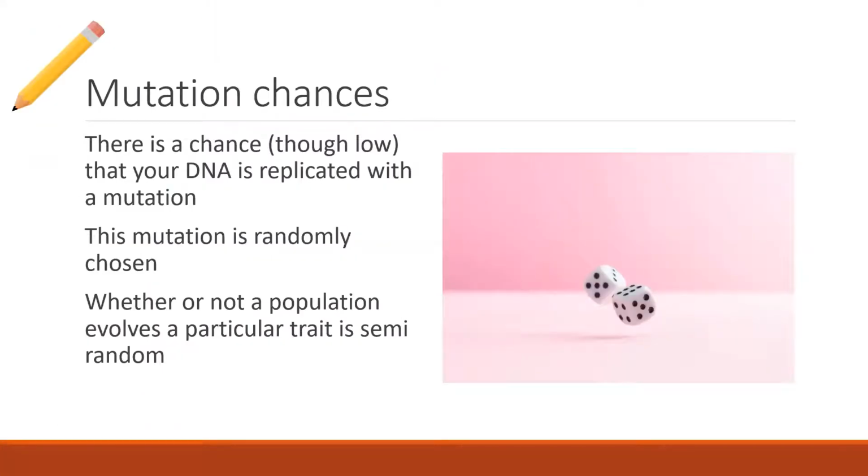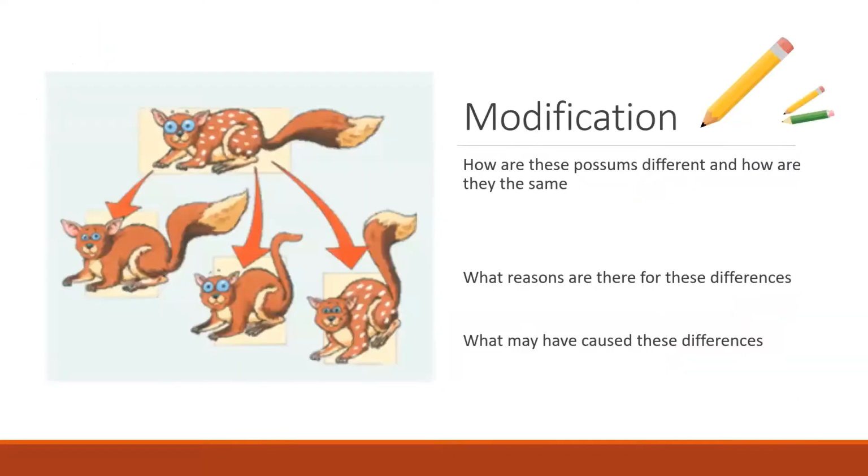There is a chance of mutation, although low, that your DNA is copied with a mutation. Mutation is randomly chosen. You don't get to choose what part of your DNA gets damaged. And so therefore, you don't get to choose what traits you get. You could get any trait. That trait could be really good for you, could be really bad for you. You might not even be able to see that trait show up at all. So that's what we talked about, mutation.